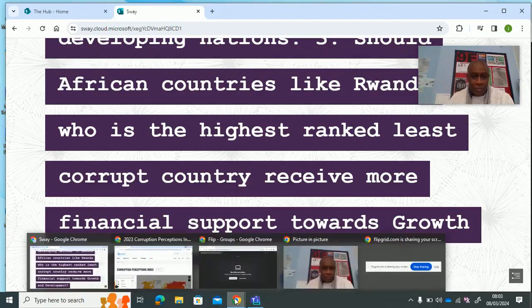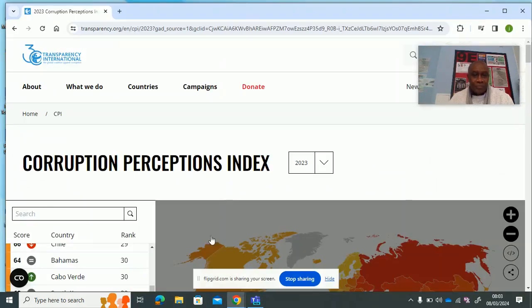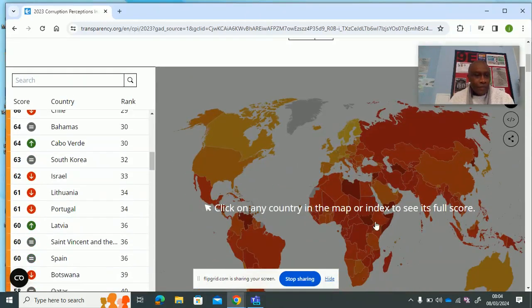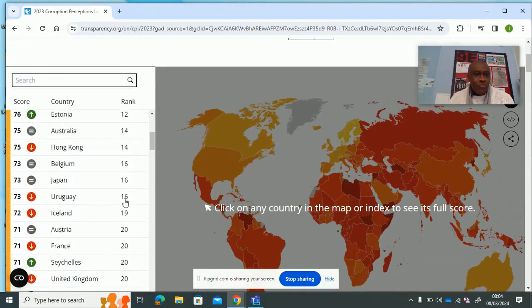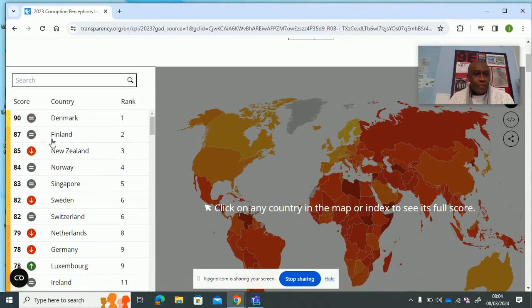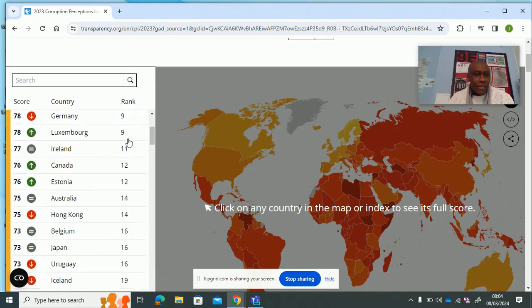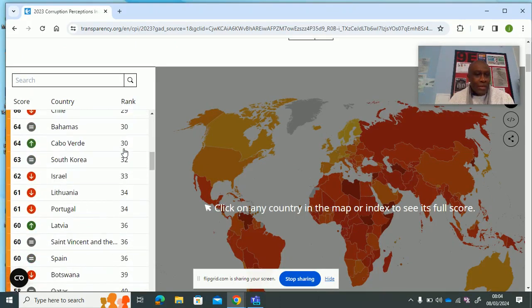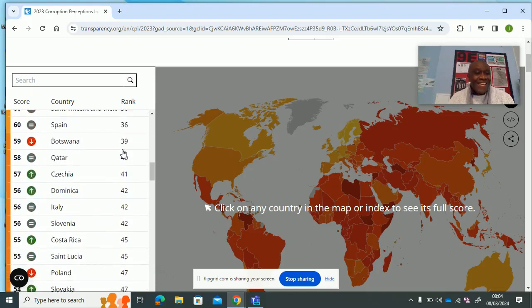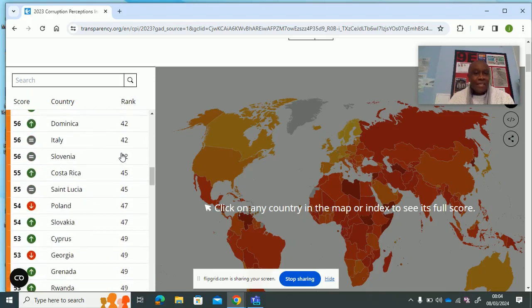Okay, let's have a quick look. Now, let's scroll up here. As you can see, all these countries here are ranked. For example, the top country is Denmark. It's all ranked here. So if you keep scrolling down, Rwanda is the least corrupt African country.